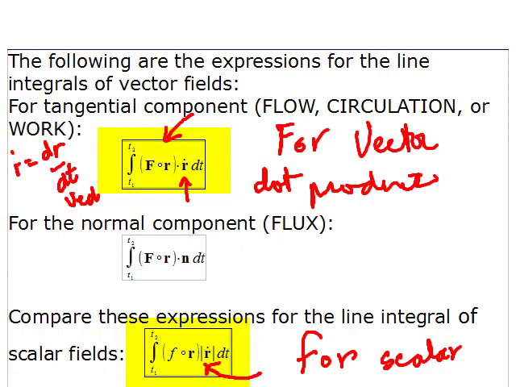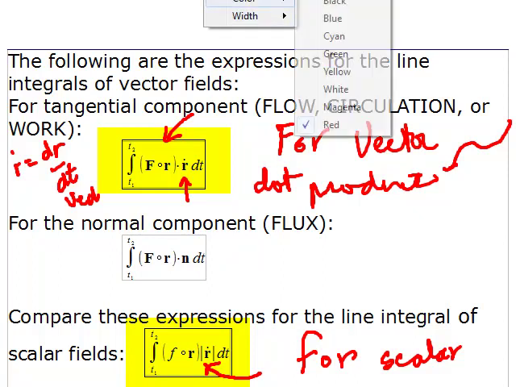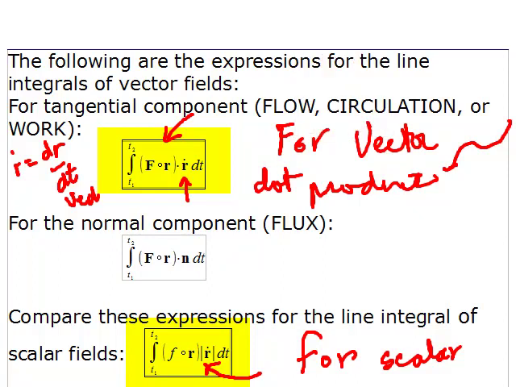This is for integrating right along the path. So you run along the path and you want to integrate that function right along the path. So it's a vector function.